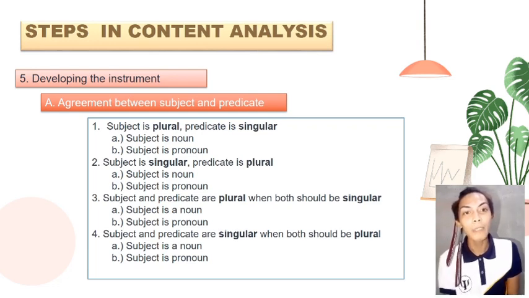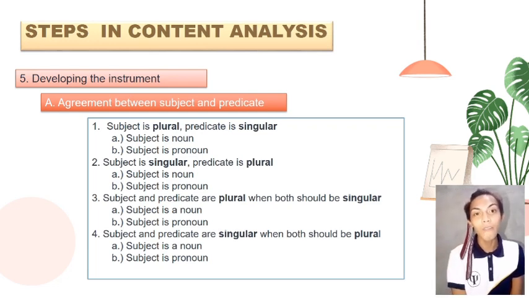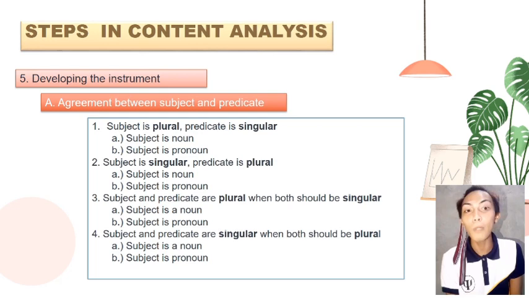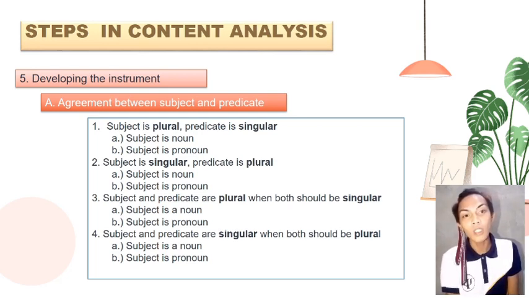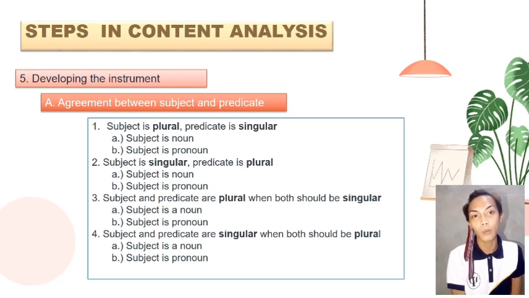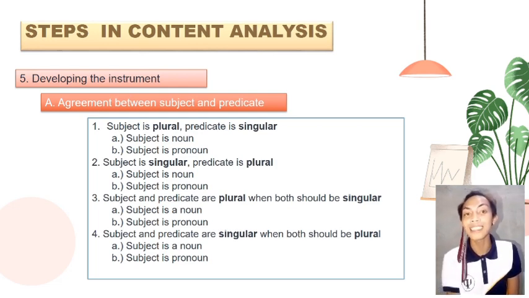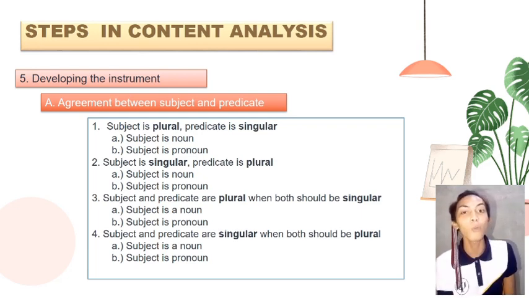So, with agreement between subject and predicate, first is when the subject is plural, then the predicate is singular. So the subject is noun or the subject is pronoun. But when the subject is singular, so the predicate is plural. Same as the subject is also noun, the subject is also pronoun.